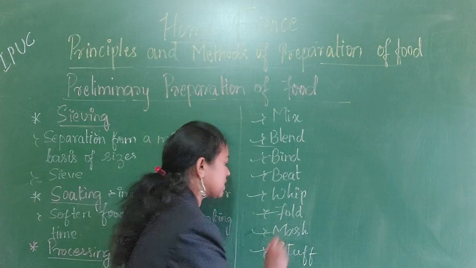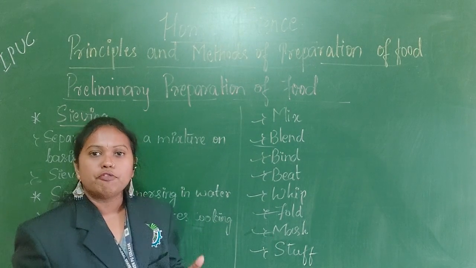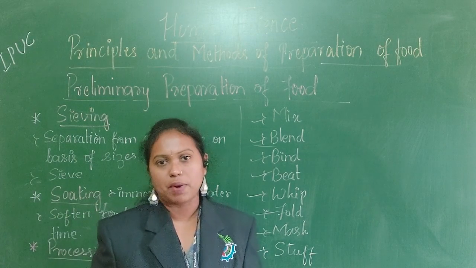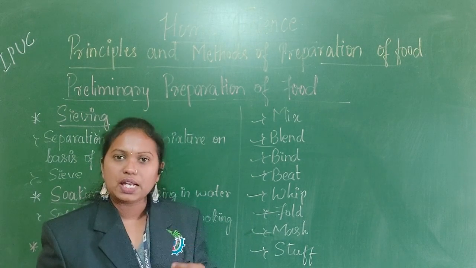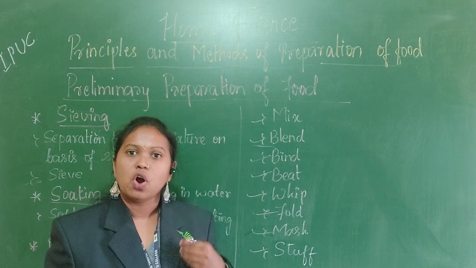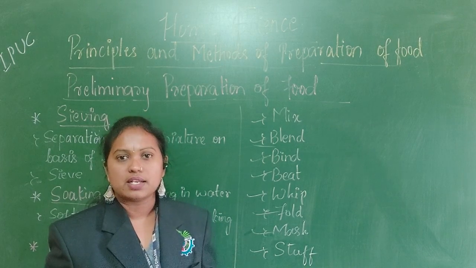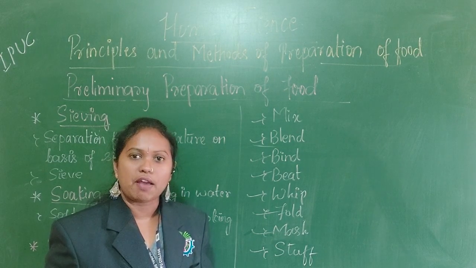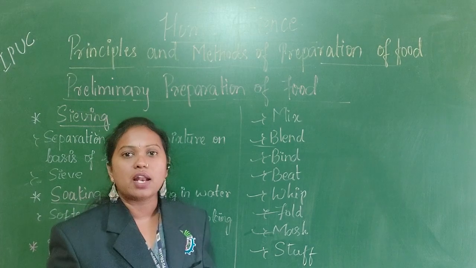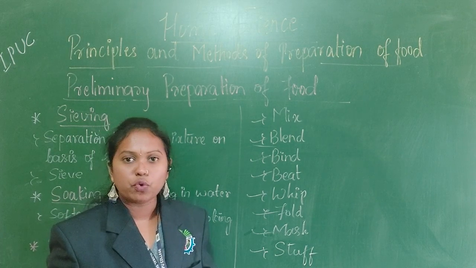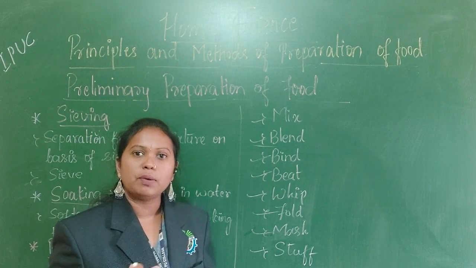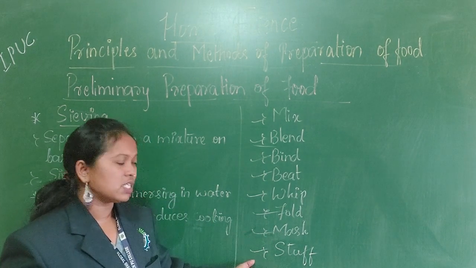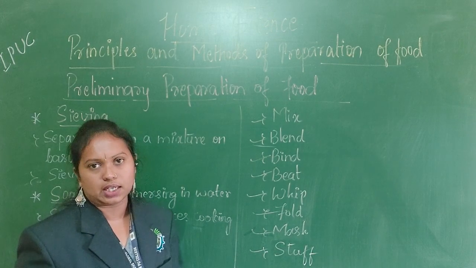The last one is stuff. Stuffing means filling of foodstuff. For example, stuffing the mashed potato in paratha. Stuffing or filling is an edible mixture often composed of herbs and a starch such as bread or potato, which is used to fill a cavity in the preparation of other food items. Many foods may be stuffed, including poultry, seafood and vegetables. And this is one of the very important cooking techniques.